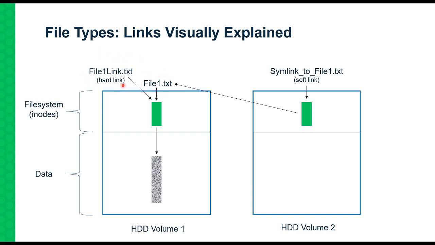Then when we look at a hard link, it must be created on the same volume, on the same filing system. This hard link doesn't reference the file directly, it references the inode, and the inode in turn references the data. So this file and this file will have exactly the same inode number, which they share.